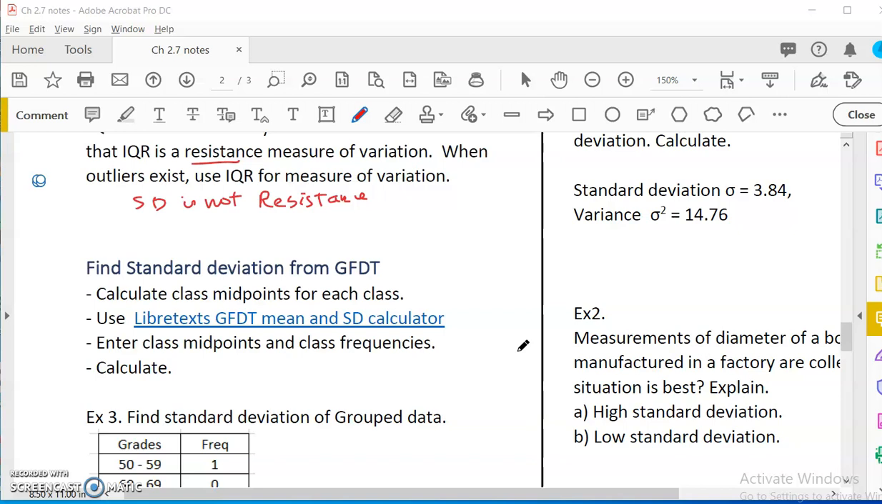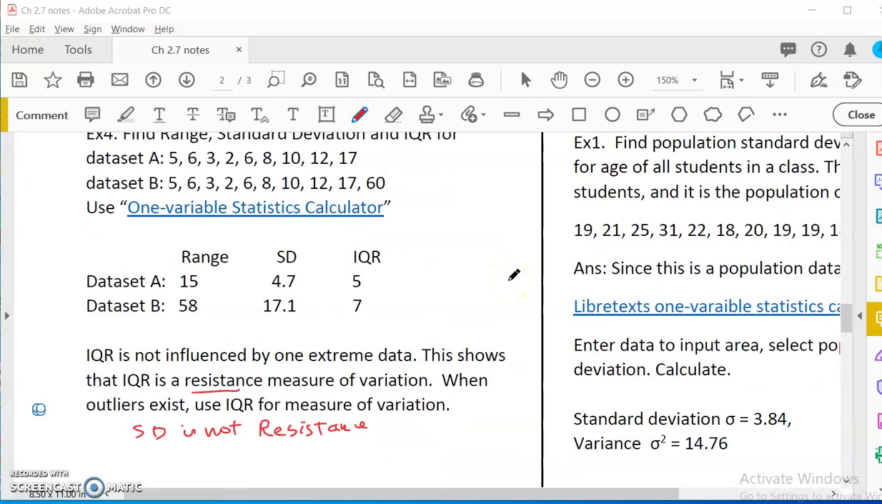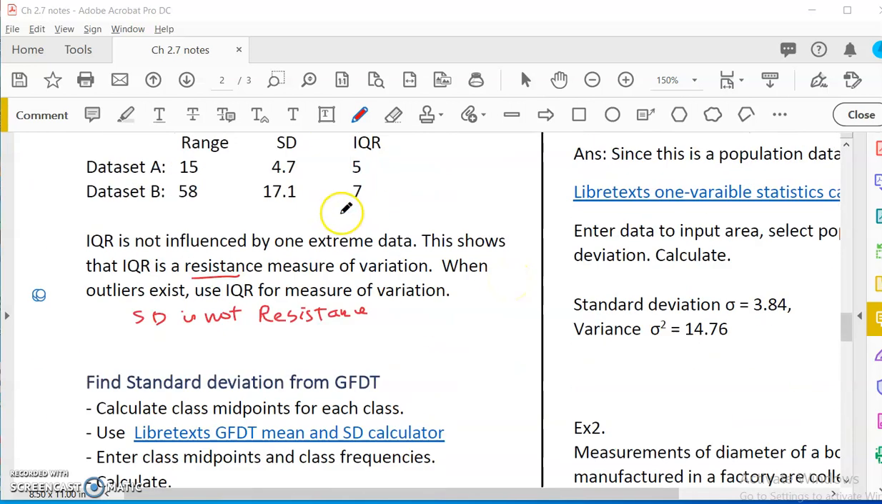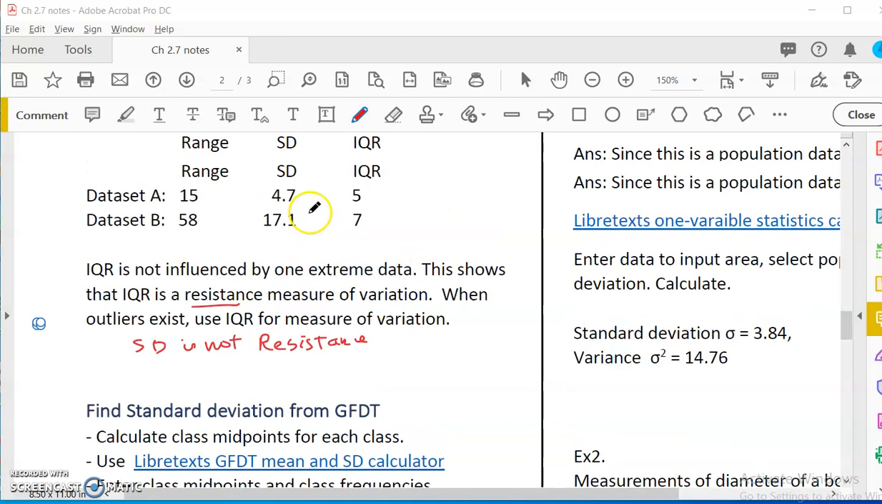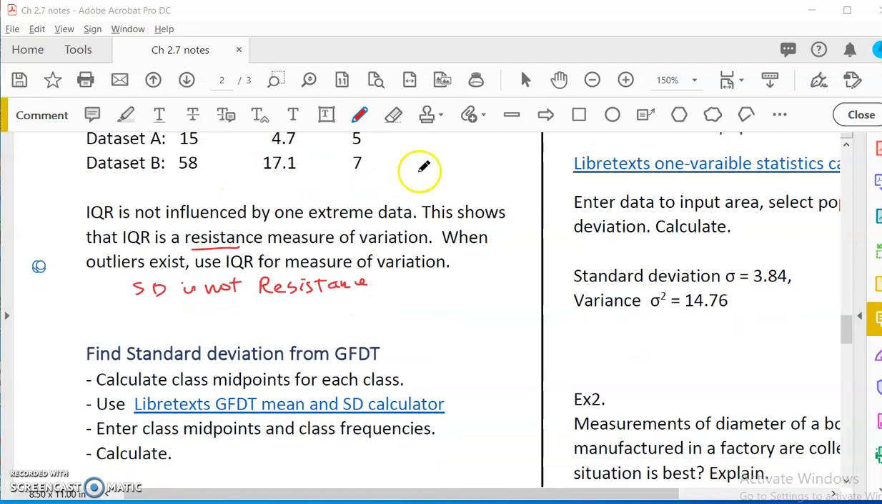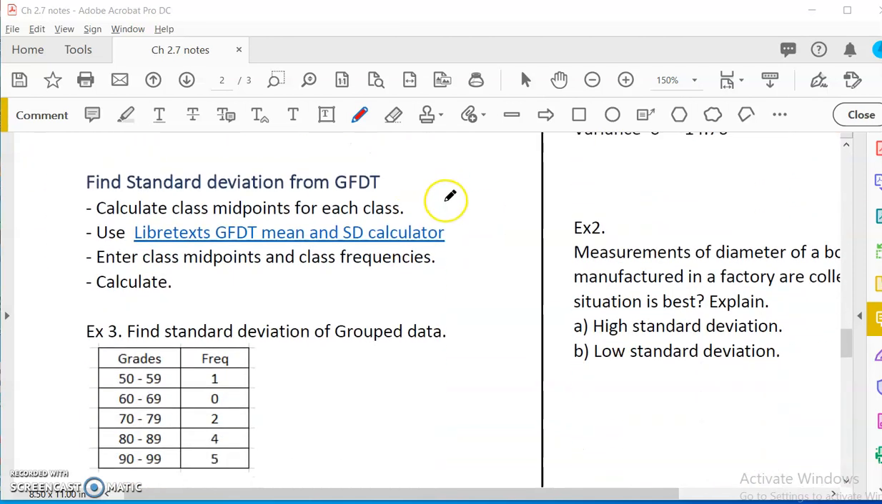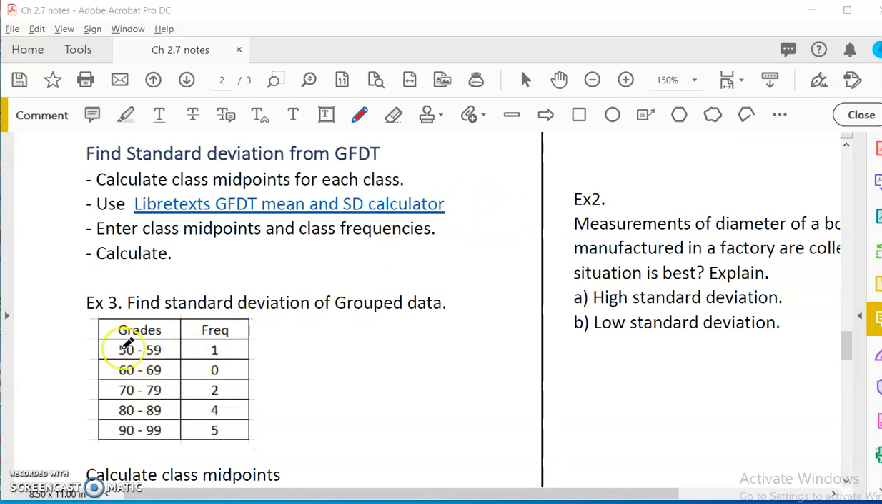When we have a list of data values, we know how we can use the one variable statistic calculator or StatDist to find range, standard deviation, and IQR, or primarily standard deviation. Now, if I have a table which is summarized, so these are data values that I don't know, but someone published it with some grades: 50 to 59, there's one data, don't know what number it is. 70 to 79, there's two data. But what is the standard deviation?